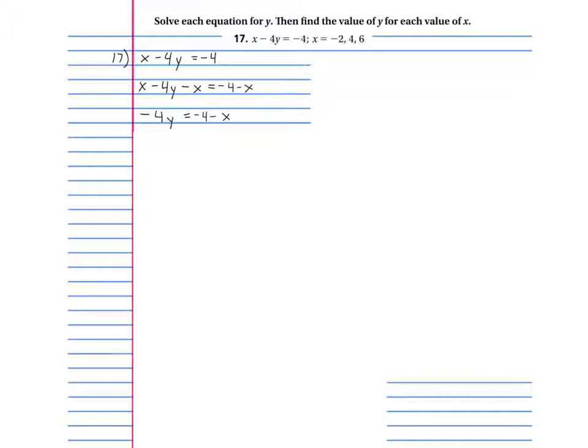What do we do next? We combine the like terms. That x and the negative x cancel out. Now, what's happening to y now? It's being multiplied by -4. What's the inverse operation of times -4?